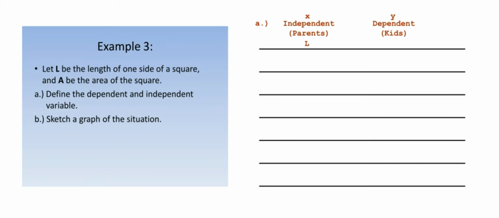Dependent is the kids, which comes second or after it, right? So therefore, area comes after you know the length. So the area must be the dependent variable. Okay, so B, sketch a graph of the situation.